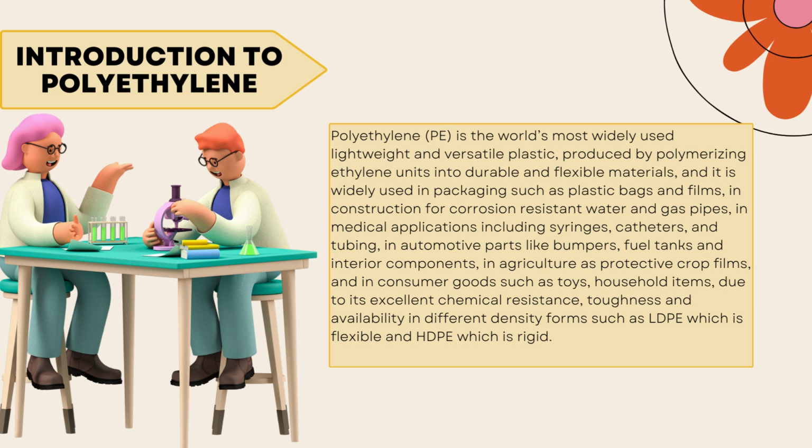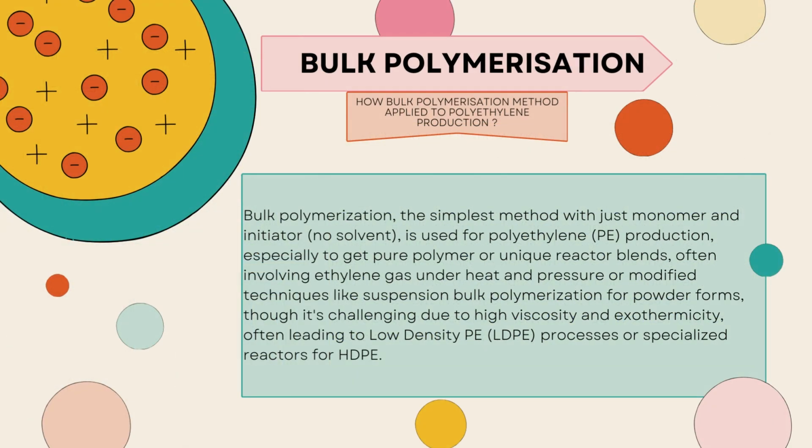chemical resistance, toughness and availability in different density forms such as LDPE, which is flexible, and HDPE, which is rigid. So the first method is bulk polymerization. How does the bulk polymerization method apply to polyethylene production?